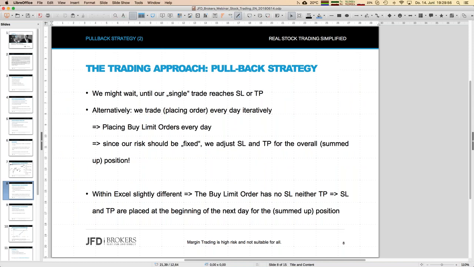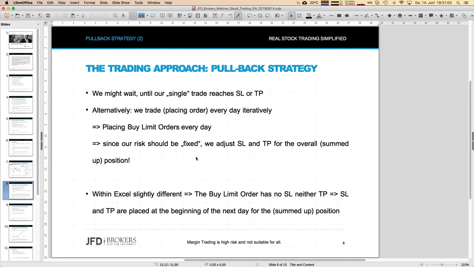So let me repeat how that process is done, and then we jump into the Excel sheet and see how the backtesting works for that kind of strategy. The first alternative has been: whenever the first trade starts, we do nothing until that trade reaches stop loss or take profit. Or, second idea, we do it every day. There will be a lot of days where the buy limit order would not be filled. But anyhow, we do it every day. But since we use a fixed amount of risk money, we have to adjust our stop loss for the overall summed up position. Same for the take profit. So finally, if that trade sequence goes to stop loss, we will lose that fixed amount of money. Same for the take profit. So we think in trade sequences and not in single trades.